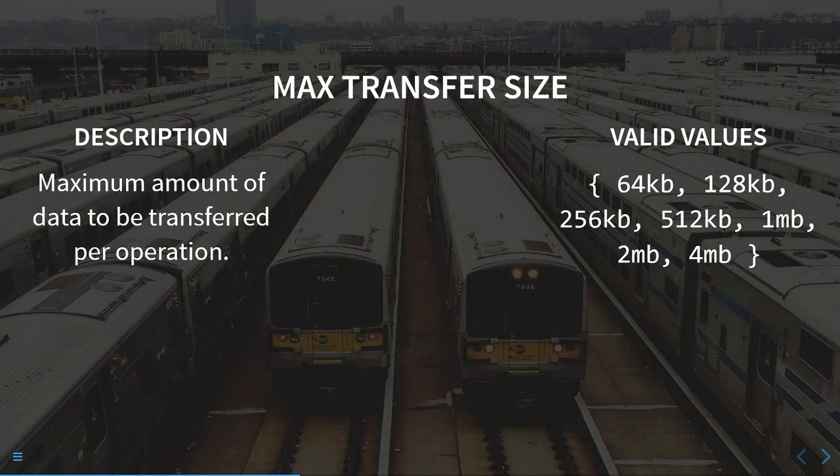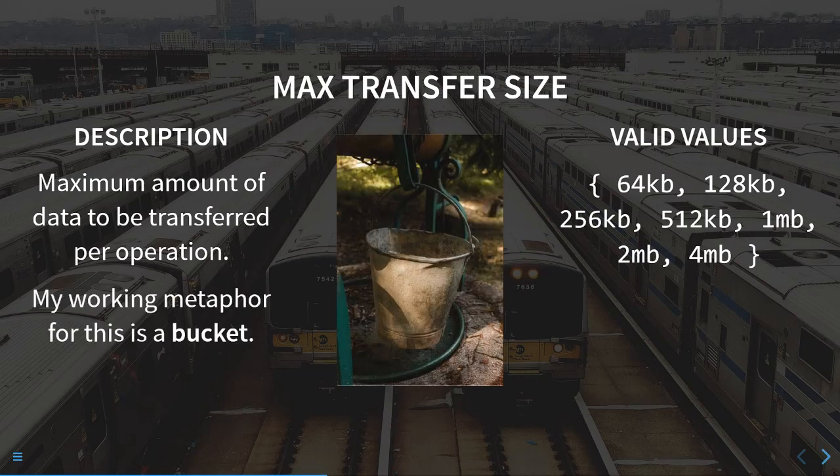Max transfer size. This is the amount to be transferred per single operation. So it ranges from megabytes, and again, these are the entire set of enumerated values that we have available to us. I like to liken max transfer size to a bucket. This is how big is your bucket. I can pour this much water into the bucket, and then I can take that bucket and pour it out into a bigger bucket somewhere else.